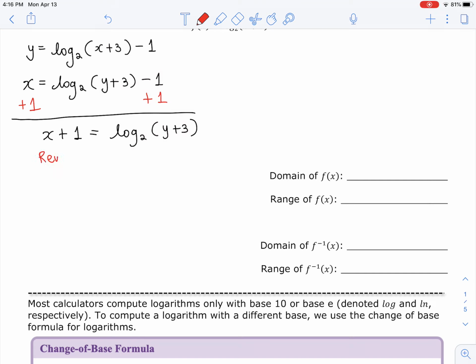You will have to do that step when you're going from a log function to its inverse function. Remember, they're inverses of each other. So if I'm writing this as an inverse function, what is the base? The base is 2. So you'll write this as 2 raised to the x plus 1 power. That was from the other side of the equal sign, right? And that equals y plus 3. Now that step is going to be the hardest.